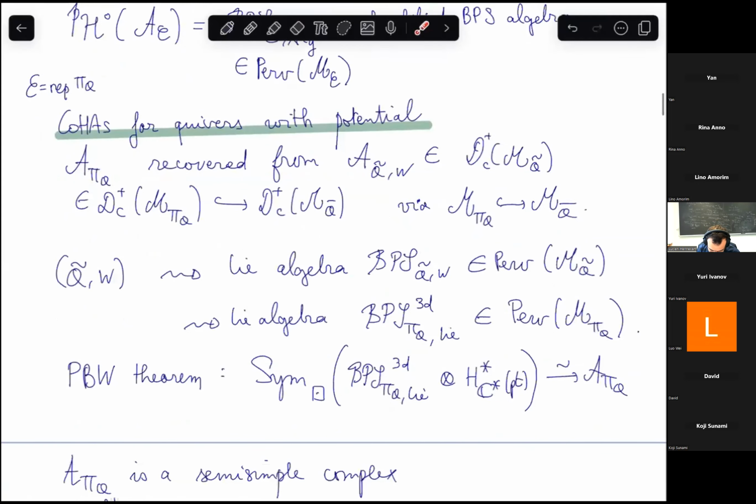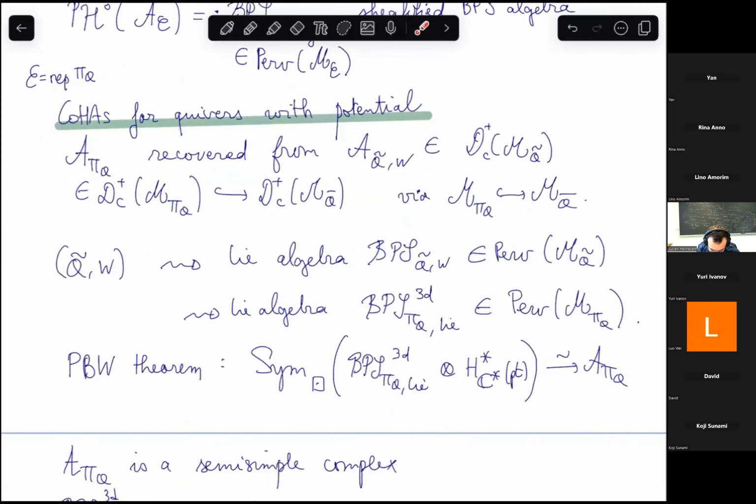The Lie algebra structure comes from the fact that it was defined using some different perverse filtration starting in degree 1. And this three-dimensional construction provides us with the PBW theorem, which means that some symmetric power of some object, the BPS algebra thickened by equivariant cohomology of the point, is isomorphic to the two-dimensional CoHA of pi Q.